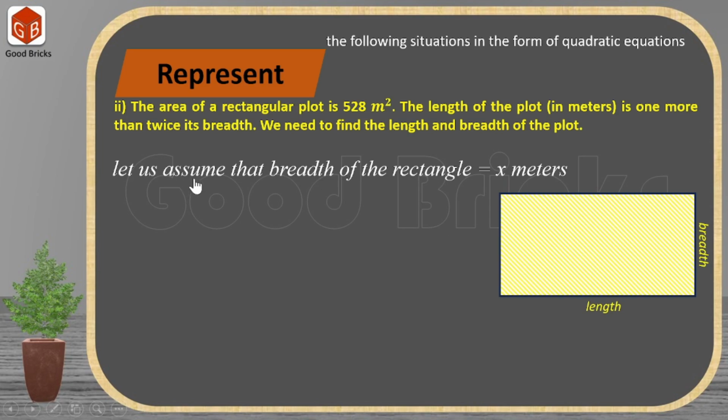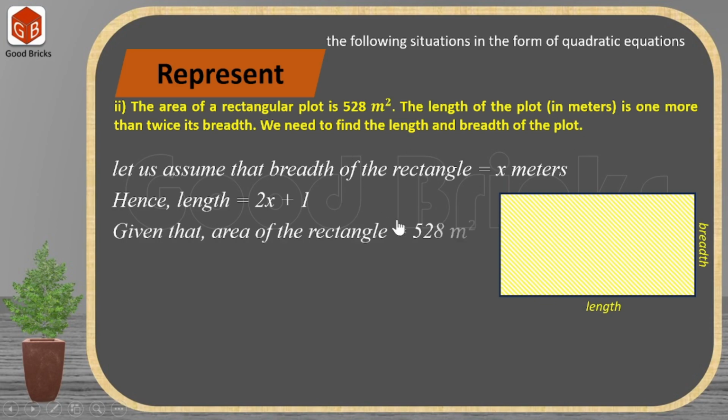So we are assuming the breadth of this rectangle is x meters. So the length will become 2x plus 1, because they only said that it is 1 more than twice its breadth. Twice the breadth is 2x, and 2x plus 1 is nothing but 1 more than twice its breadth.